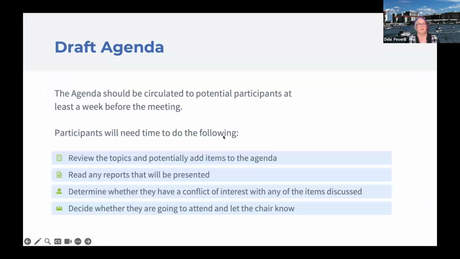So the draft agenda has to go out, I think, at least a week before the meeting. And some of this obviously depends on what you're doing. But if you can give people a list of the topics that far ahead, then somebody can decide whether they're coming to that meeting. They may feel like there's nothing they bring to that particular collection of topics.